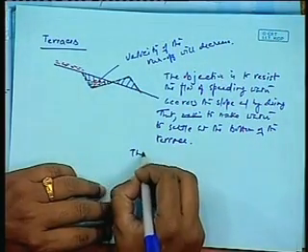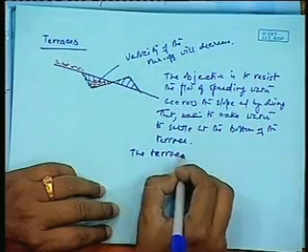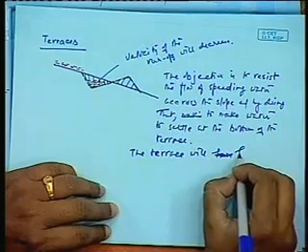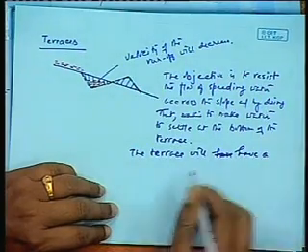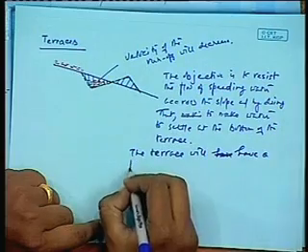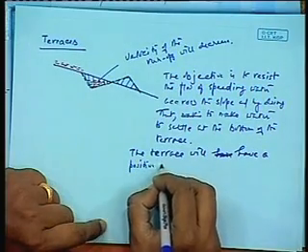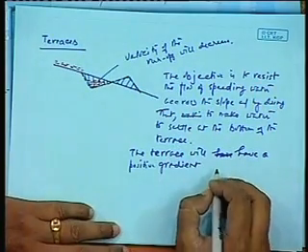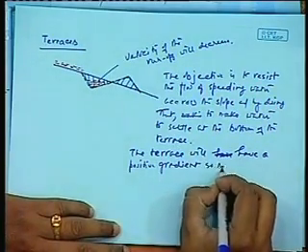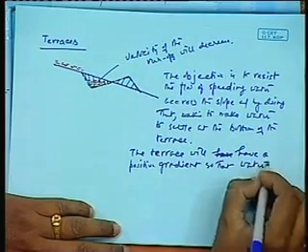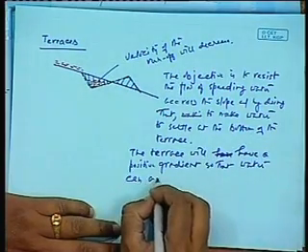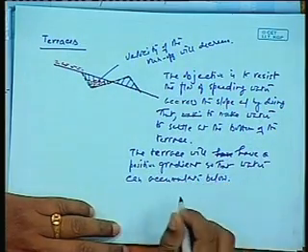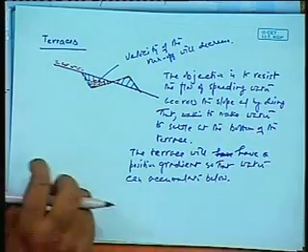The terrace will have a positive gradient so that water can accumulate below.